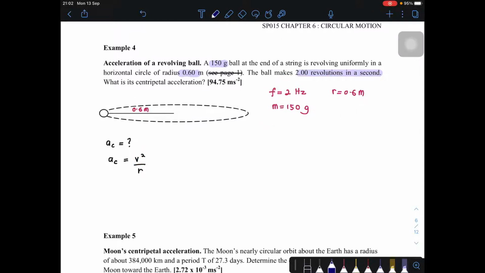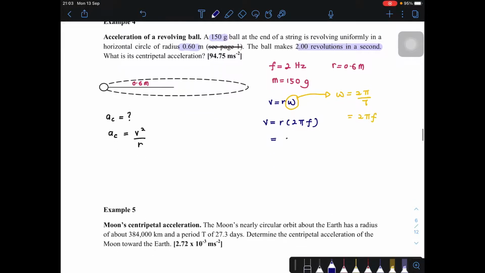Okay, so remember the formula for linear velocity is equal to R omega. Omega is the angular velocity, and we can substitute omega with two formulas. One, omega is equal to 2 pi divided by T, in terms of period, or 2 pi f in terms of frequency. Since we already have the value for frequency, we can just use this one, substituting omega with 2 pi f. And then just put in the values we have: 0.6 times 2 pi times 2.